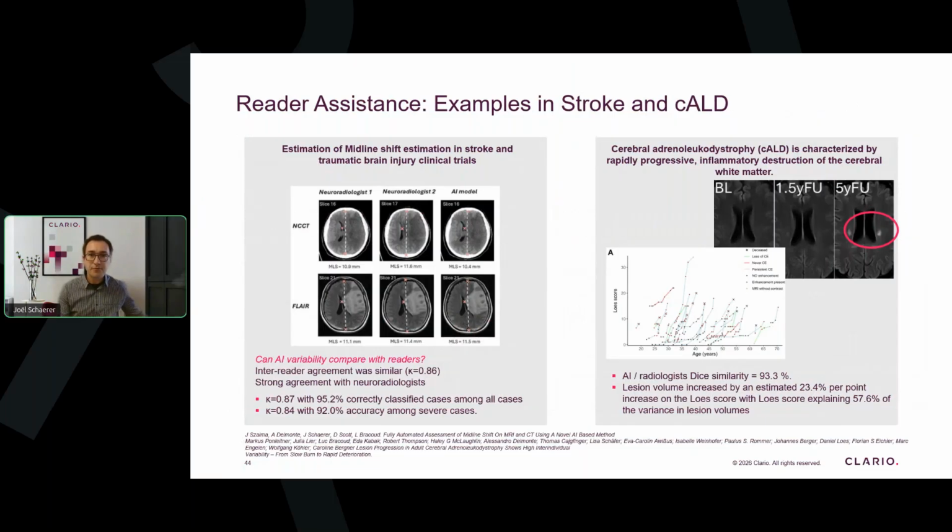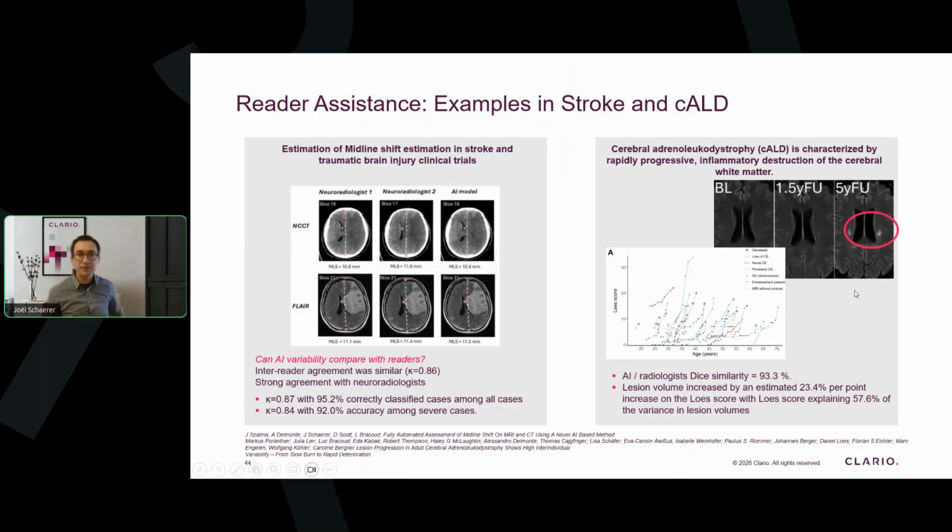So here I'll show you two more examples of read assist models. The first example is for stroke, and specifically midline shift, which is a very important biomarker in stroke, showing how the midline of the brain shifts in response to intracranial pressure. And interestingly, this marker is not segmentation based, it's based on the detection of key salient points, but AI can also be used here. And for this model, we trained a model and it showed strong agreement with a radiologist with a kappa over 0.8.